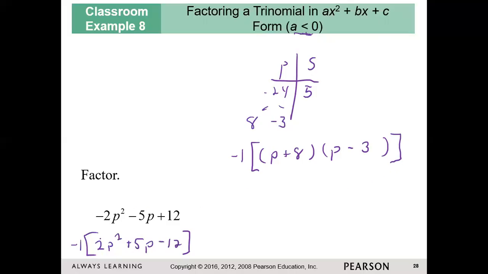And then last but not least, our A value here is 2, so we've got to scale it back down by 2. So we've got -1. This is going to be P plus 4. This will end up being 2p minus 3, and we are now officially done with factoring this problem.